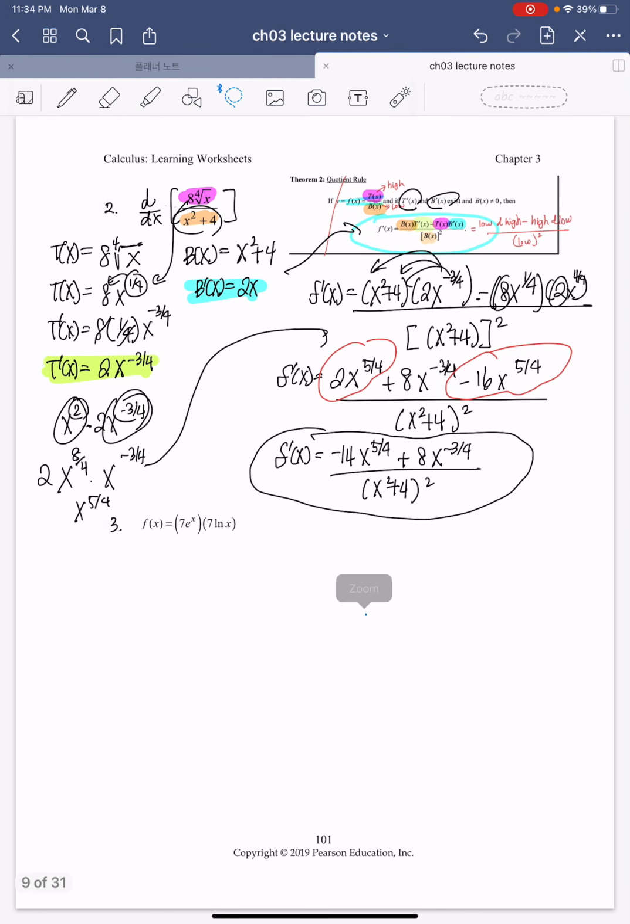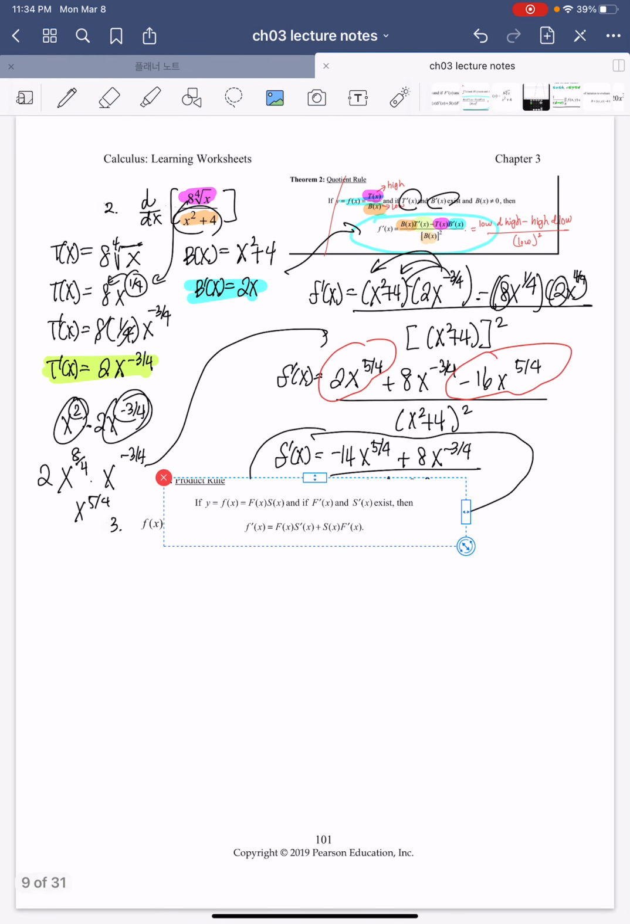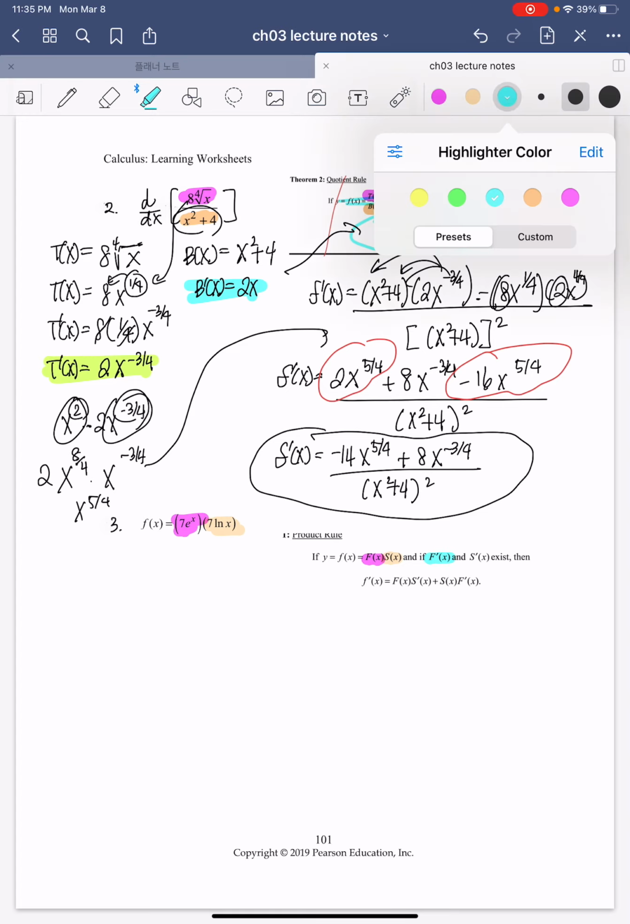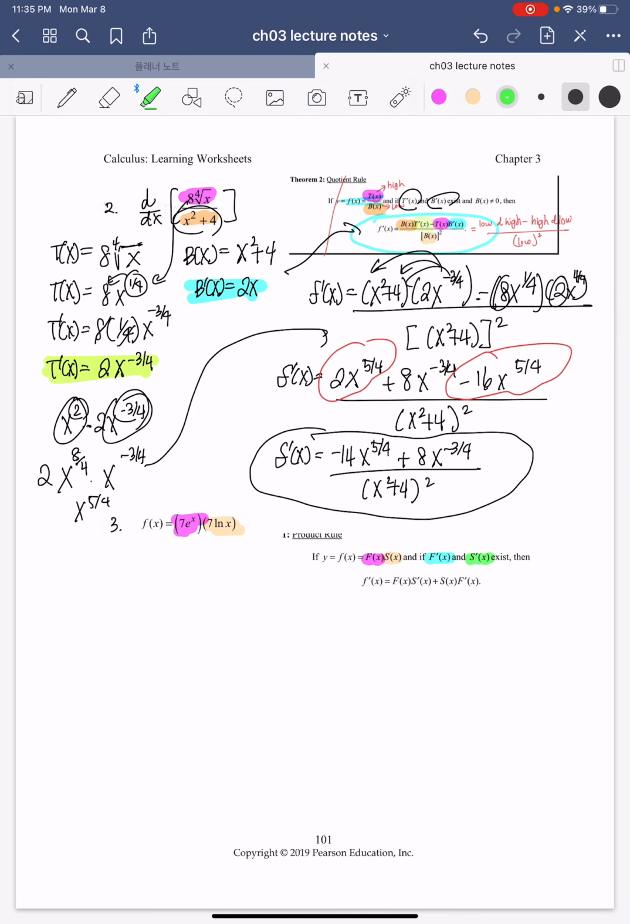Then put it over here on the side. So I have the rule ready. You can see that it's pretty obvious that the first term will be my f, and then my second thing that is multiplying will be s. So let's find out f prime of x and then s prime of x.